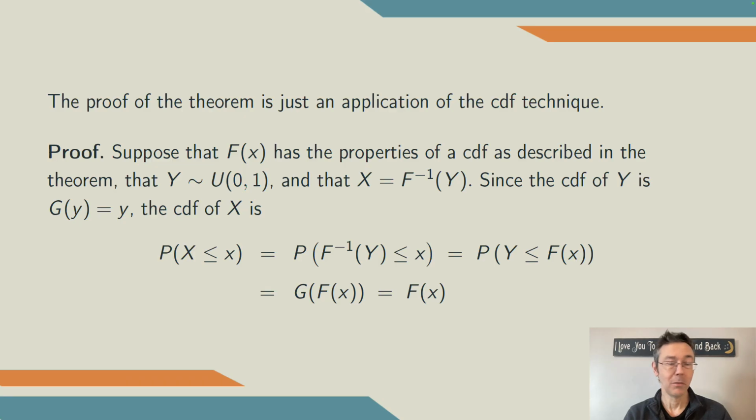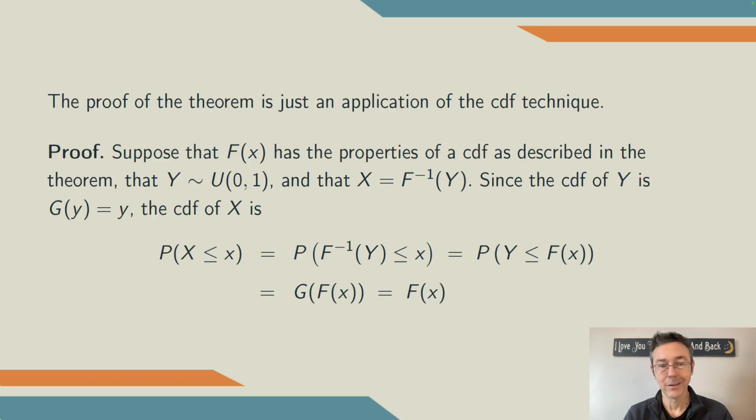By definition, it's the probability that the random variable X is less than or equal to the specified value little x. X is equal to F inverse of Y, so we just plug that in, and then we apply big F to both sides of that inequality. It's an increasing function, so it preserves the inequality. We get the probability that Y is less than or equal to F(x). This is a statement about the CDF of Y, so we're going to replace the probability statement there with big G. Big G is just the identity function, so G(F(x)) is just F(x).